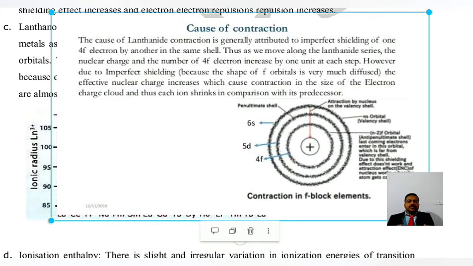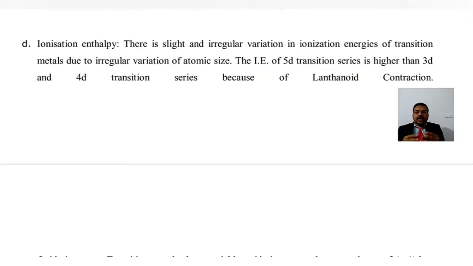Similar to lanthanoid contraction, contraction is also seen in actinoids, and that is called actinoid contraction. In actinoid contraction, the imperfect shielding of the 5f orbitals is responsible. Similar to the previous case, the 5f orbitals are the inner electrons, and they exert only less shielding effect. Due to this less shielding effect, the nucleus is able to impart more inward pull on the outer electrons, and the outer electrons are pulled towards the nucleus, and thus there is a steady decline in the atomic and ionic radius. So this is about lanthanoid contraction and actinoid contraction. Our next topic is ionization enthalpy.